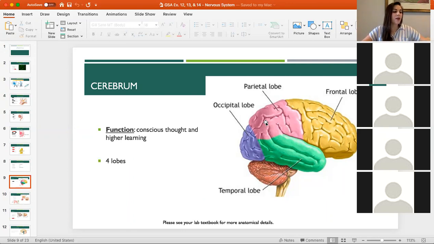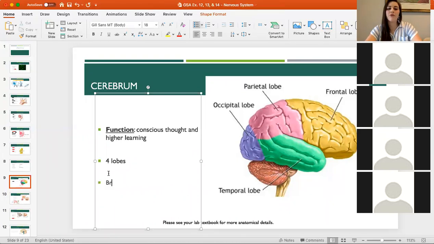I want to talk about 2 specific areas that we see within different lobes. We have Broca's area and Wernicke's area. I'm going to type those out for you so you can know how to spell them.